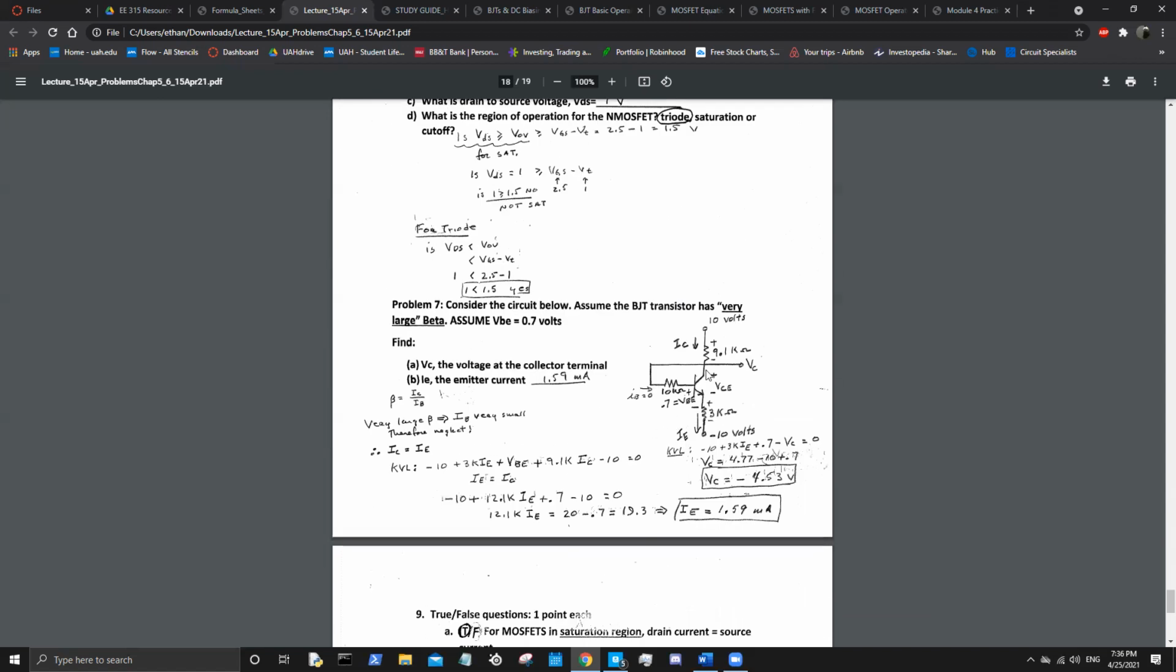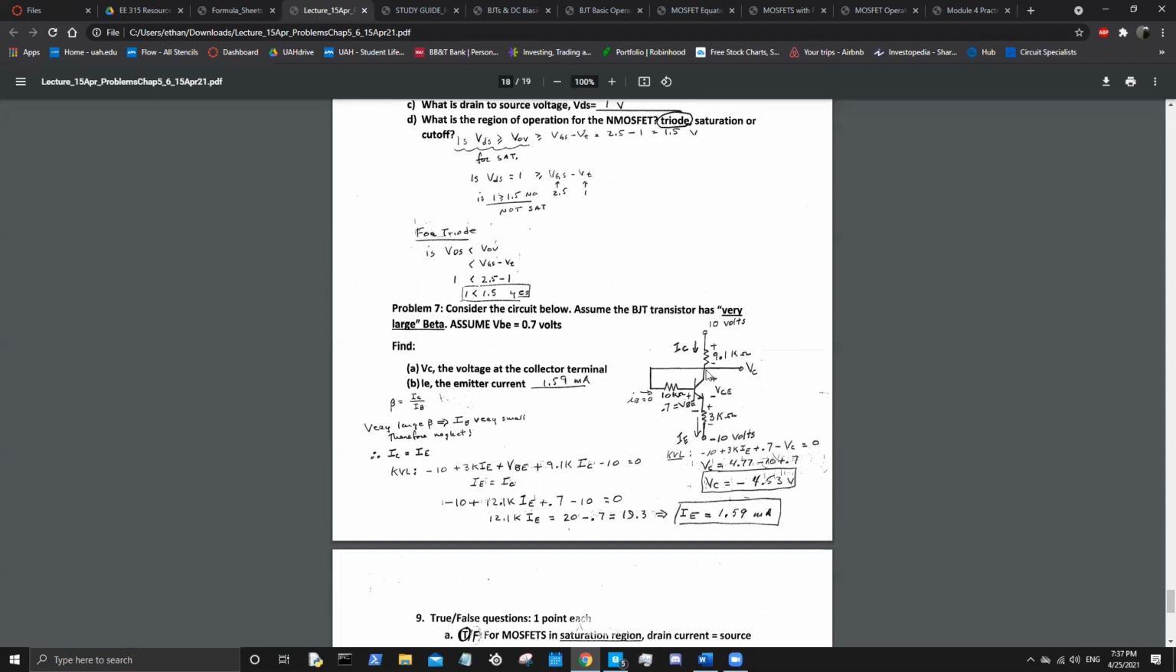Problem 7, this is BJT looking magic stuff. The BJT has very large beta and assume VBE is 0.7 volts. Find VC, which is up here, which if you actually carry this through is actually over here.